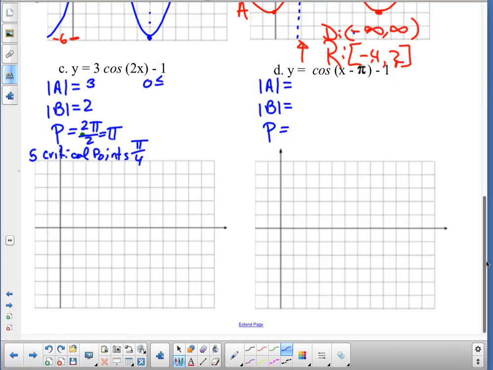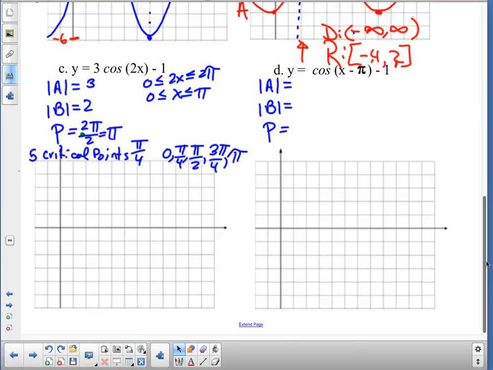0 is less than or equal to 2x, which is less than or equal to 2 pi. Now divide by 2, and 0 is less than or equal to x, which is less than or equal to pi. So it's from 0 to pi. So my critical points are going to be 0, pi over 4, pi over 2, the one up by pi over 4 is 3 pi over 4, and pi. Okay, so I'm going to get those graphed on my chart here as I go down.